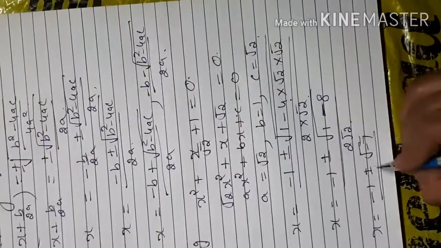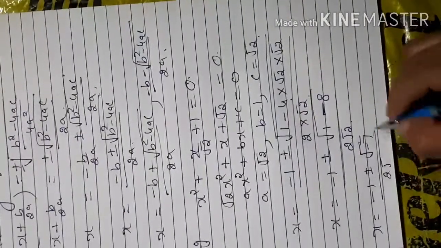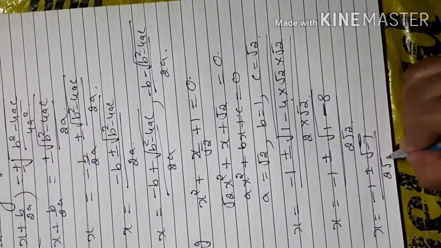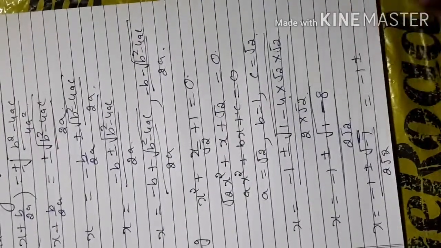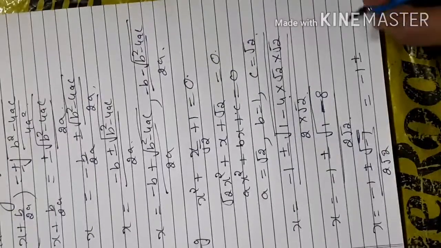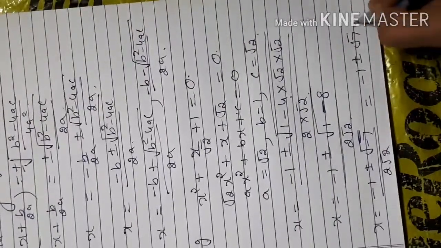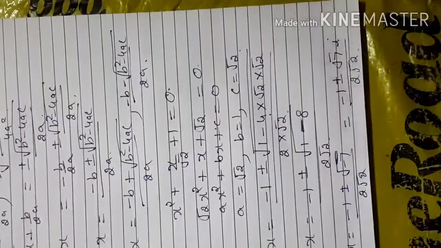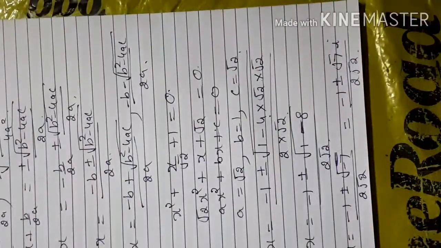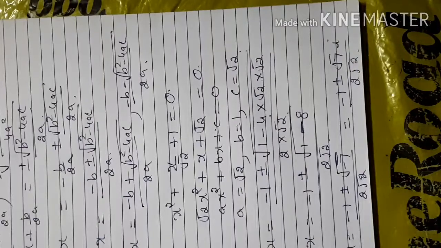Now it becomes a complex root because under the root there is a negative 7. So I write it as it is, minus 1 plus minus 1 root, keep it separate. So that becomes root 7i by 2 root 2. So this is the value of x, that we call a solution of the equation and a root of the equation.